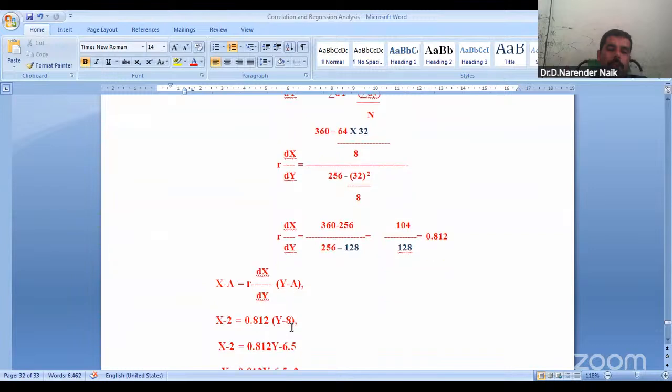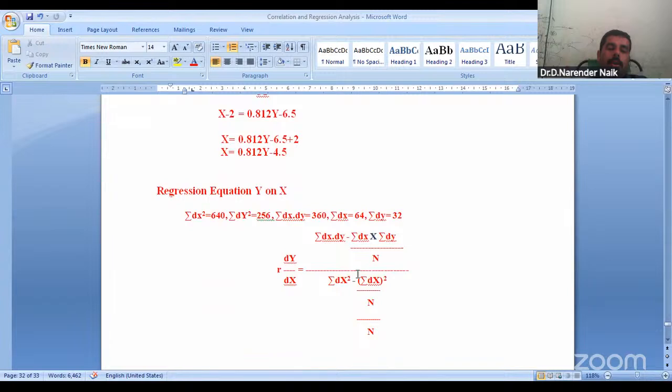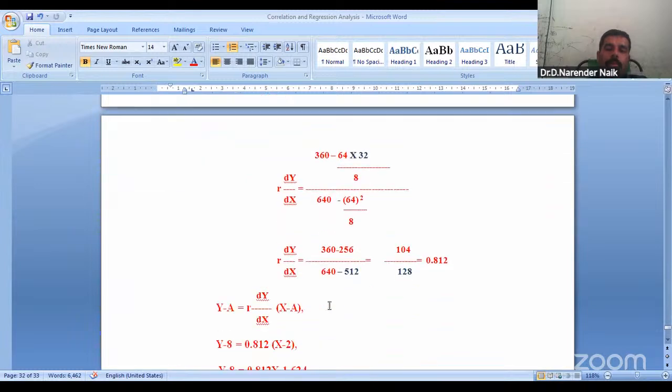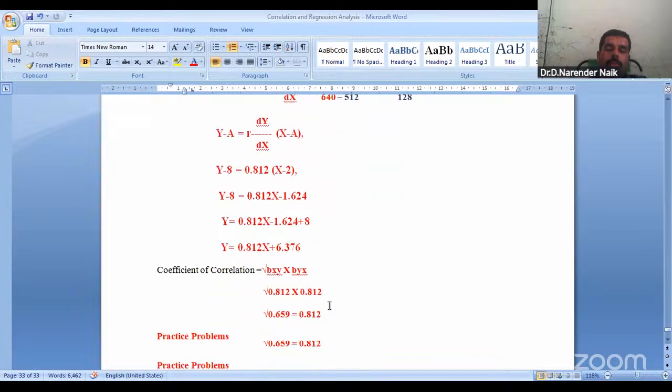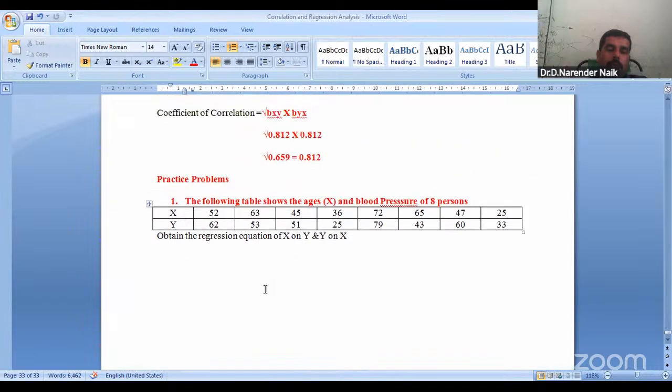So finally we are going to get 0.812, that is the value, and here y on x. It is completely the opposite direction. Then the coefficient of correlation is equal to the square root of bxy into byx, that is 0.812 into 0.812. So you will get the value 0.812 only. So this is a practice problem.